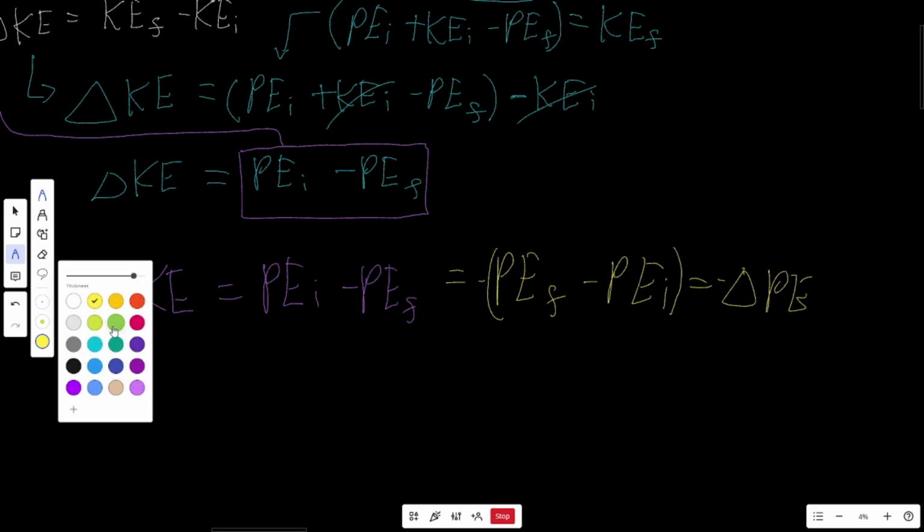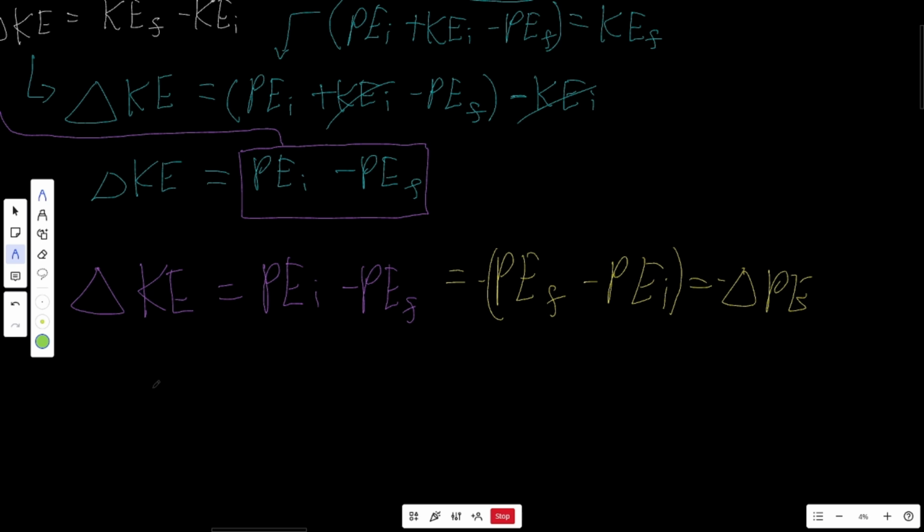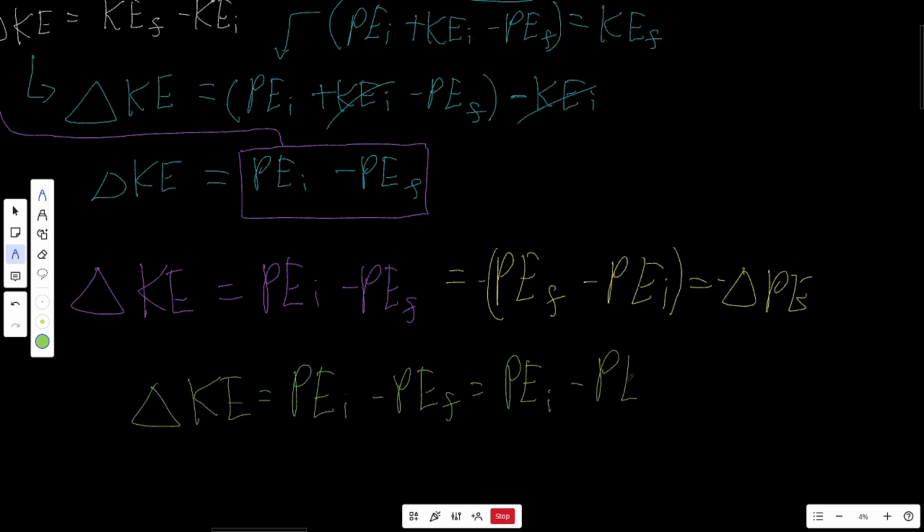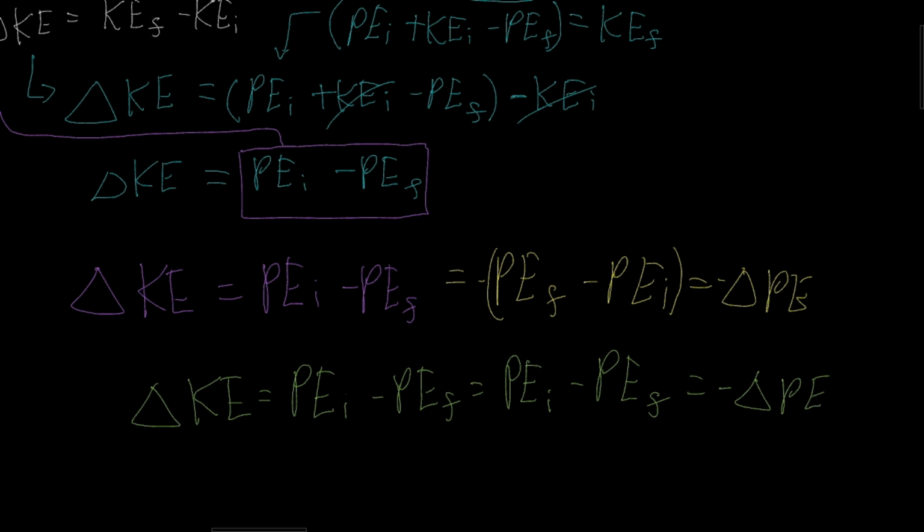So if we make a unified version of this in one line, we're actually going to get delta KE is equal to PEI minus PEF, and this is equal to negative PEF plus PEI, which is also written as PEI minus PEF, and this is equal to the negative change in potential energy. So that is how you solve for the conservation of mechanical energy, and we also prove that delta KE is equal to the negative delta PE.